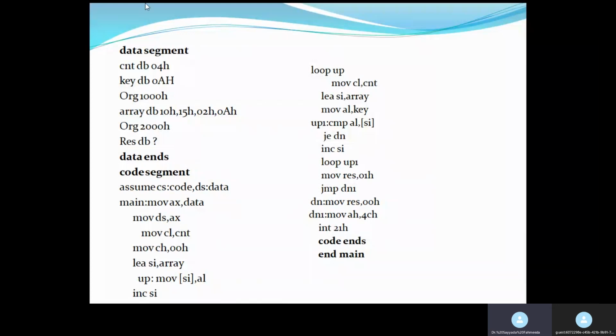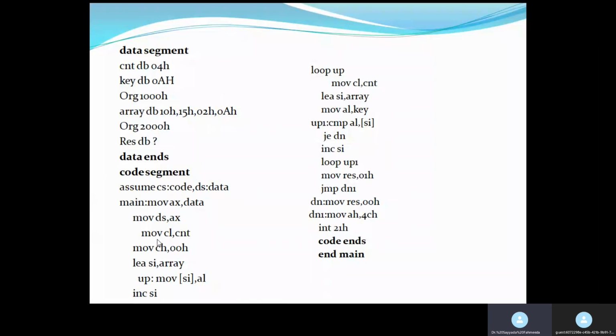So the starting part, you can see here, data segment. All declarations will be done within the data segment. That is the start of the data segment and the end of the data segment. Within this range, we can declare whatever is required. So for this linear search, we require the number of elements, so count is there. Key to be searched is there. Then we have an array, and this array is stored at location 1000. So 1000 is a memory location. And the result will be available in the destination location.